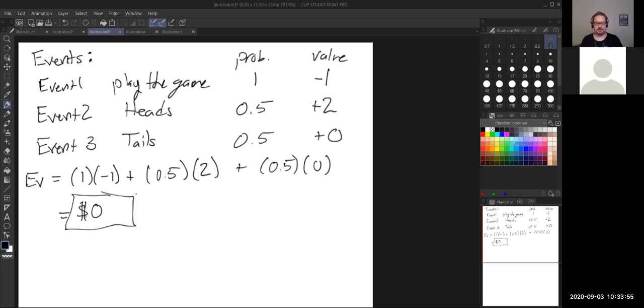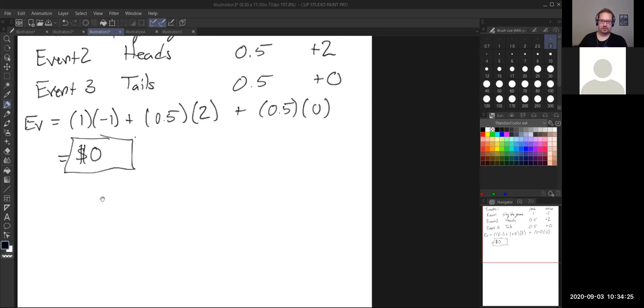Now, the expected value can be either 0 or positive or negative. If the expected value is positive, then you should be gaining money. If the expected value is negative, you should be losing money. And so, if you play the game, it's a way to figure out what your odds are, or what you should expect to get when you play this game.